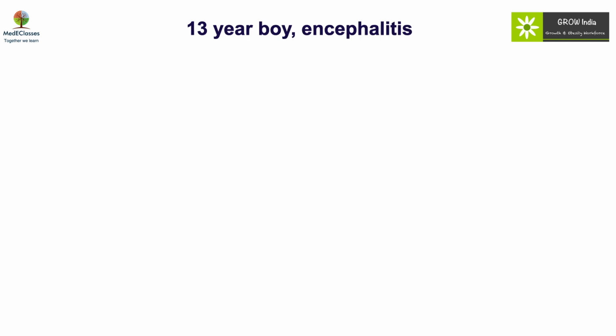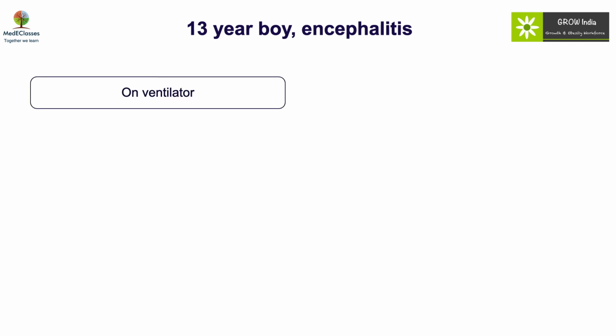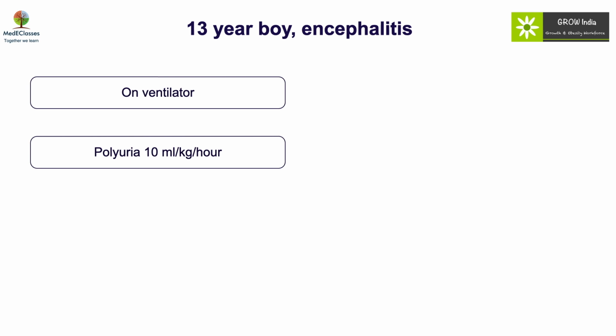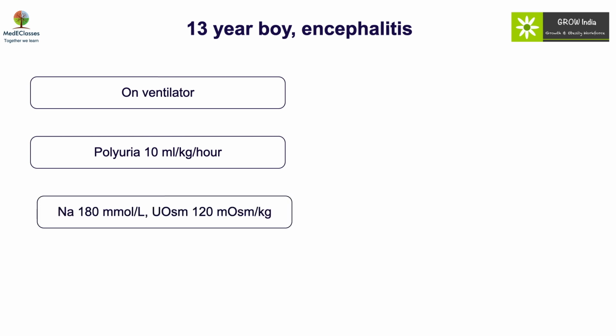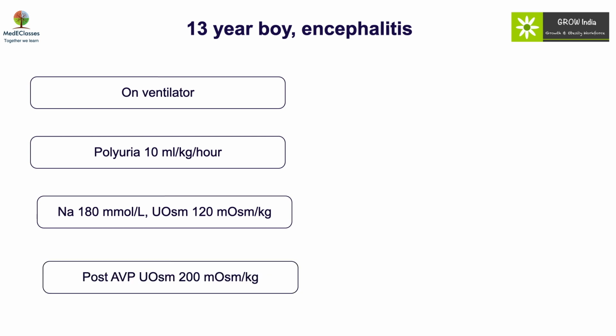A 13-year-old boy, a common presentation in the intensive care setting, had encephalitis, was quite sick, and on ventilator suddenly starts to pour a lot of urine. Sodium is very high, urinary osmolality is low. This is what was considered as a brain death DI.